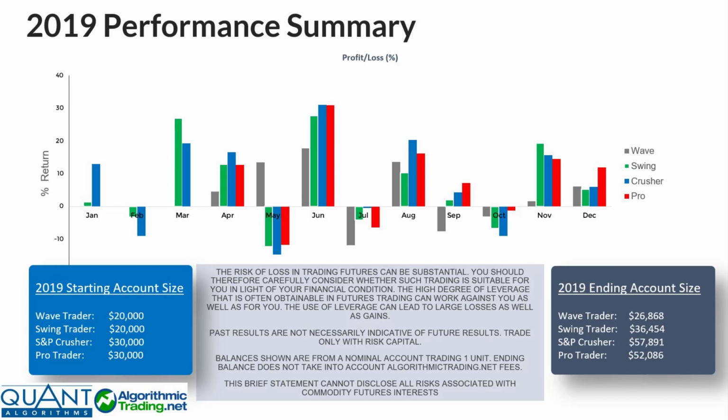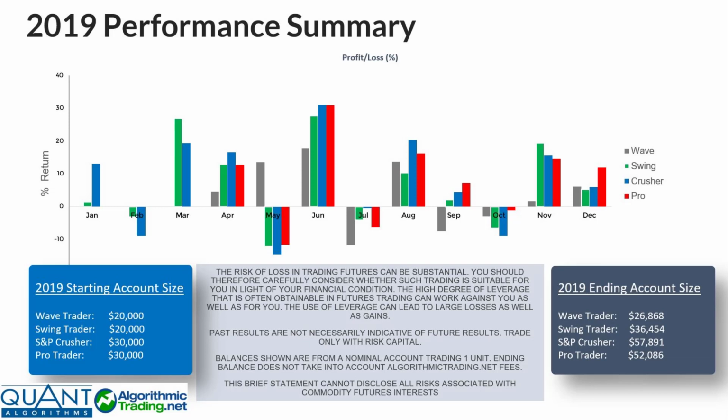And then as time goes on, March was really good for the crusher. April was really good for the crusher. And then May, all the algorithms took a little bit of a drawdown, except for the wave trader, which is kind of interesting, that the wave trader didn't in May. But then, of course, June, they were all profitable. July, they all had some losses. August, profitable.